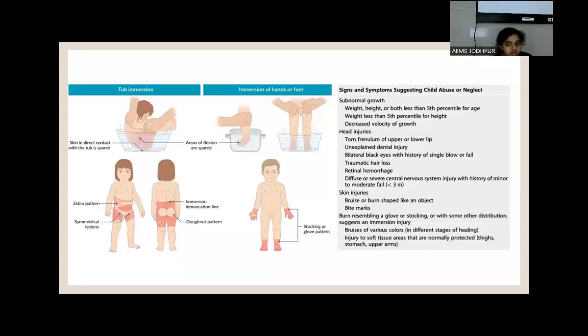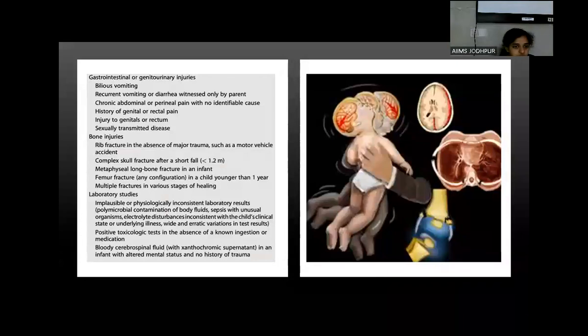The child may present with injuries to soft tissue areas which are normally protected by clothes, such as the thighs, the stomach, or the upper arm. The child may present with gastrointestinal or genitourinary injuries. Even a child presenting with bilious vomiting, recurrent vomiting or diarrhea that is only witnessed by the parent, or any chronic pain to the abdomen or the perineum with no identifiable cause, any history of genital pain or rectal pain, any visible injury to the genitals or the rectum, and any child presenting with a sexually transmitted disease.